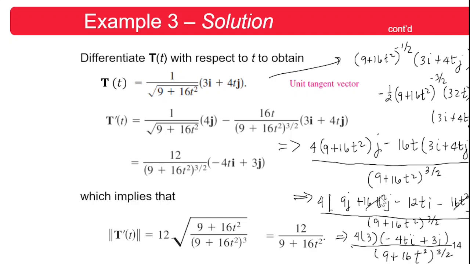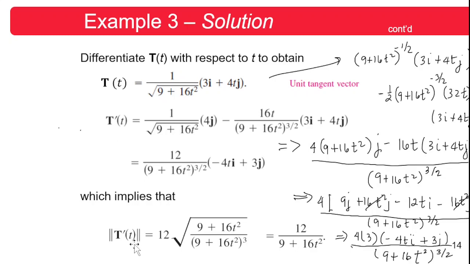Okay. And then from 9j and negative 12ti, the common factor is 3. So we factor out 3 from each of these terms. 12 divided by 3, we get 4. And since this is preceded by a negative sign, negative 4ti, plus 9j divided by 3 is 3j. But 4 times 3 is 12. So you have this times negative 4ti plus 3j divided by 9 plus 16t squared quantity raised to 3 halves.